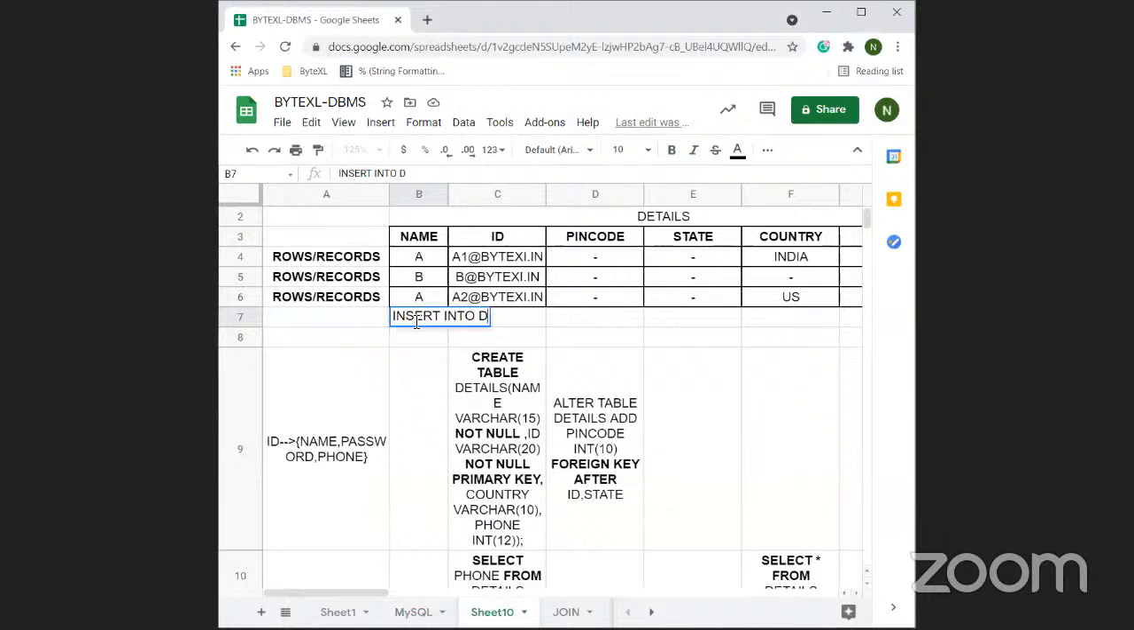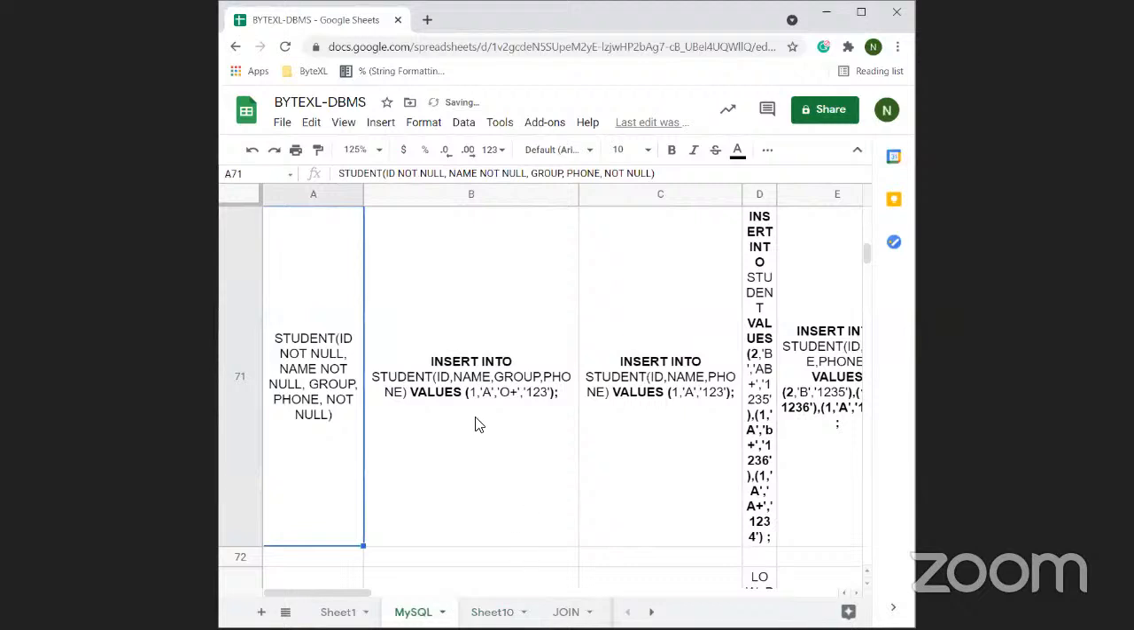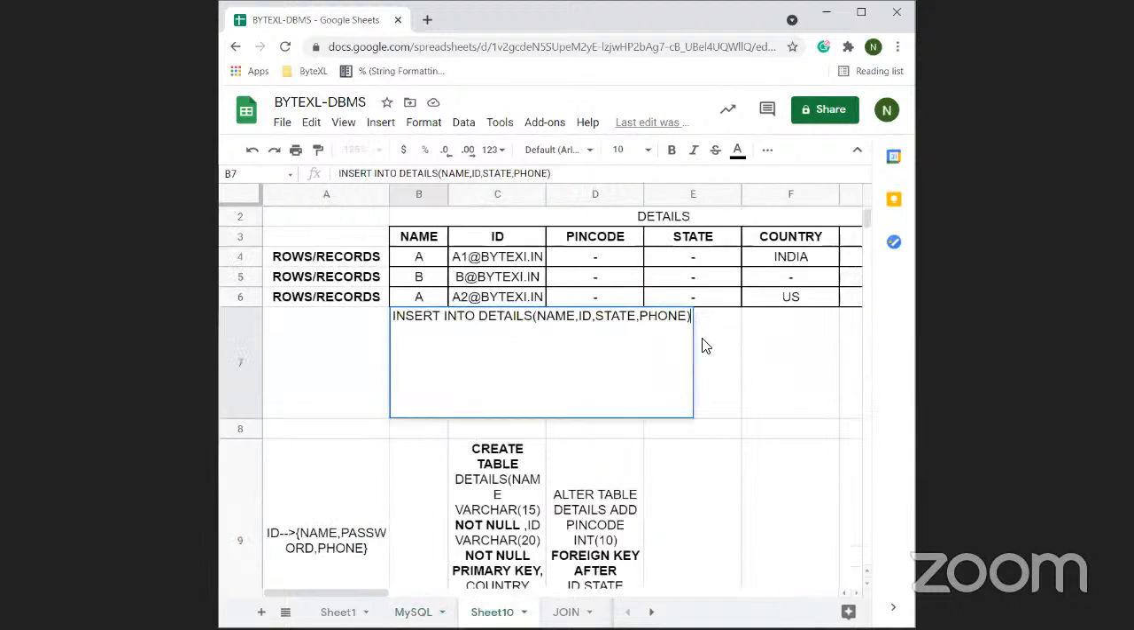Insert into details of name, ID, pin code. I don't want to enter pin code, so I need not take it. State, phone. Whatever values I want to take, only those I will copy. That's all. Into the columns. Then give something called values and enter the values.